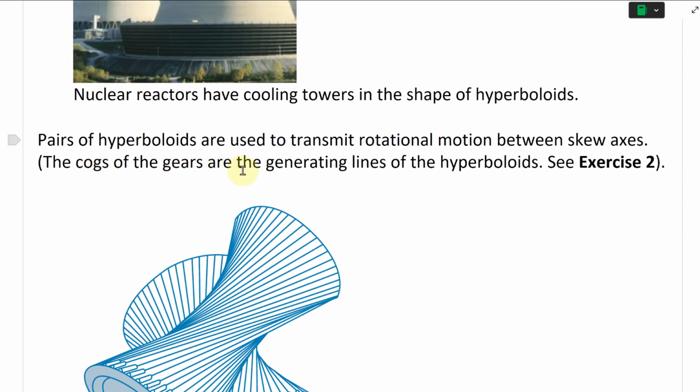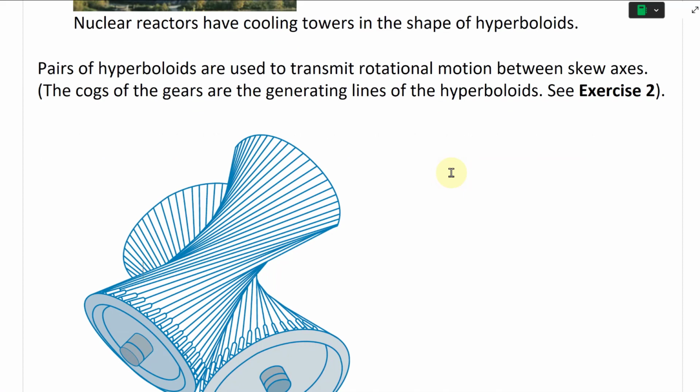So the cogs of the gears are the generating lines of the hyperboloids. And so you're going to have a hyperboloid right here, made of a whole bunch of straight lines across at an angle like that. And then these transmit rotational motion between skew axes. So this is going to rotate around it. This rotates, so that'll be pretty cool actually seeing that.